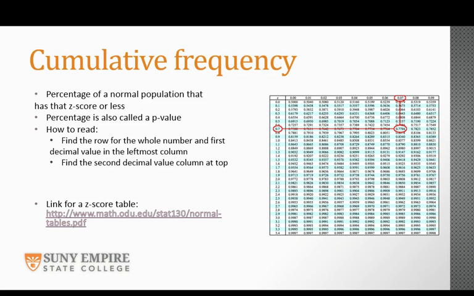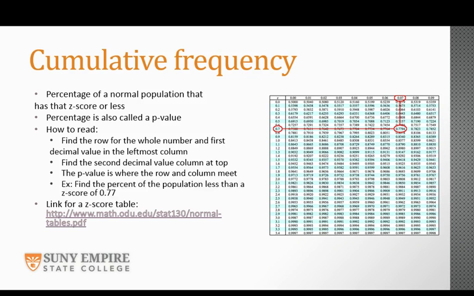Now look at the column headings on the top to locate the second decimal value. This will determine the column in which our p-value lies. Find the intersection of our row and column to find the p-value. For example, suppose we want to know what percent of a normally distributed population is less than 0.77 standard deviations above the mean for some measurement of interest.